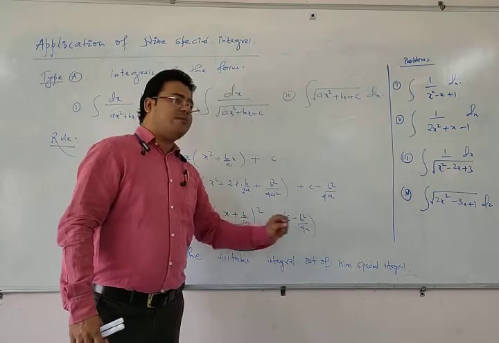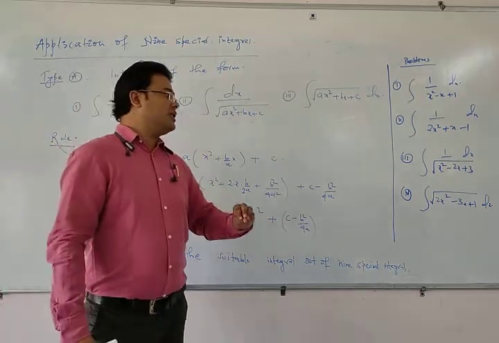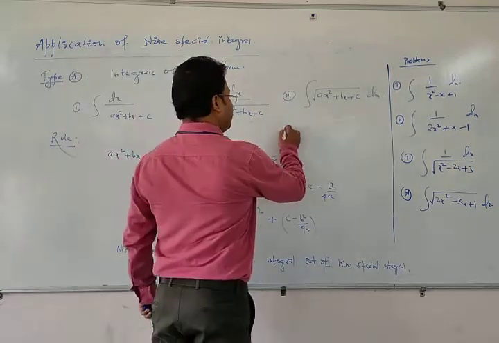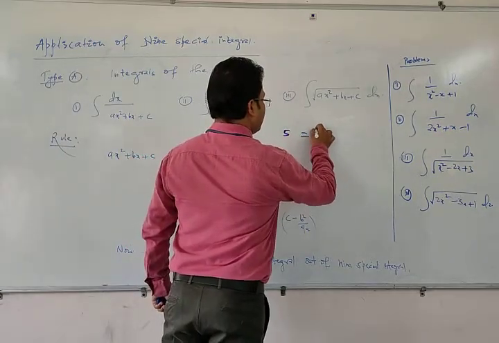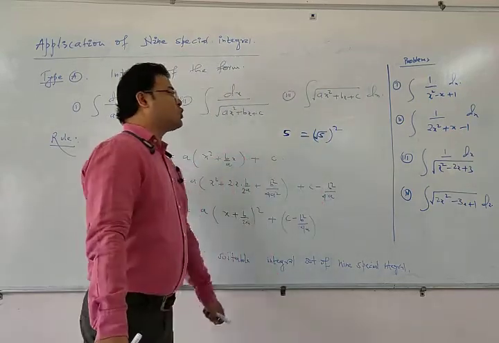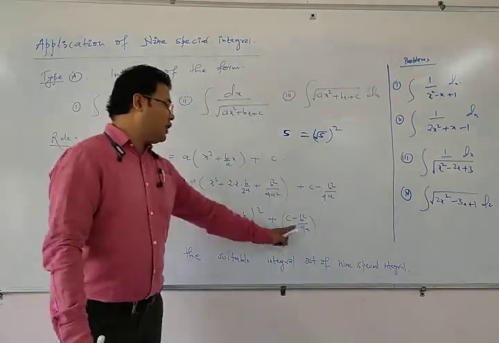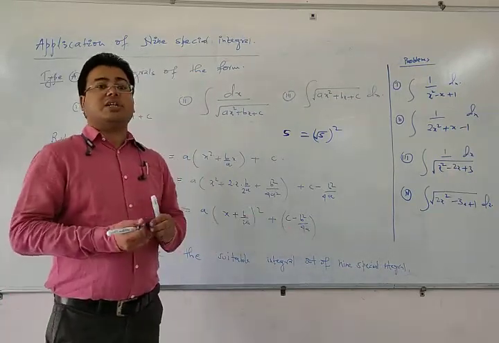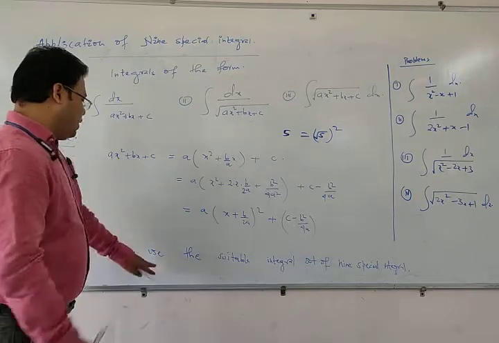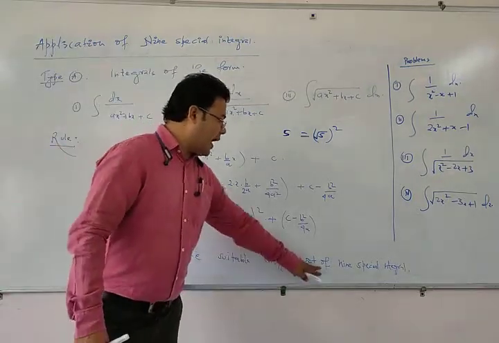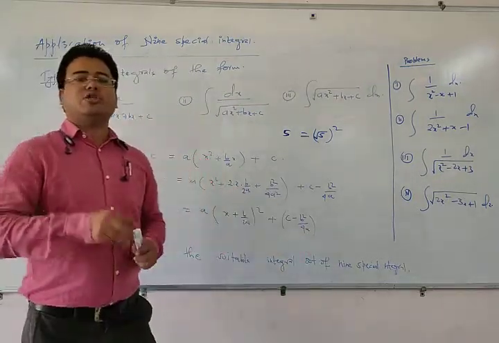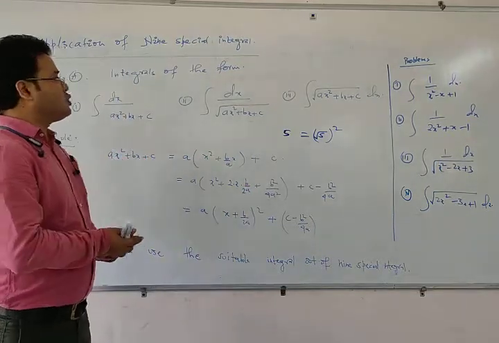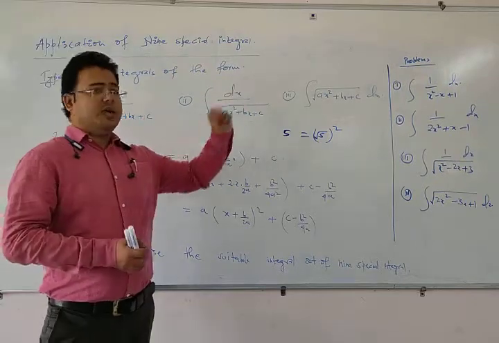Every constant is easily written in the form of a perfect square. Suppose 5 is written, then you can write it as the square root of 5 whole square. So here too, it becomes a sum of perfect squares. Now we use the suitable integral out of the 9 special integrals. Whichever integral applies, you can freely use it and evaluate this type of integral.